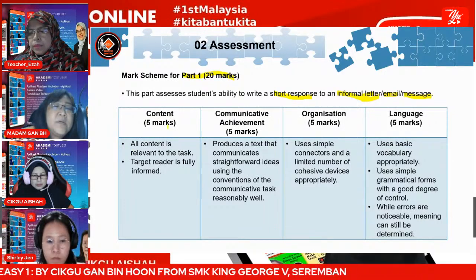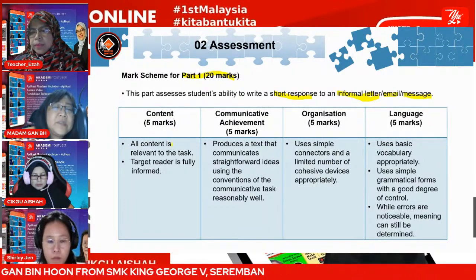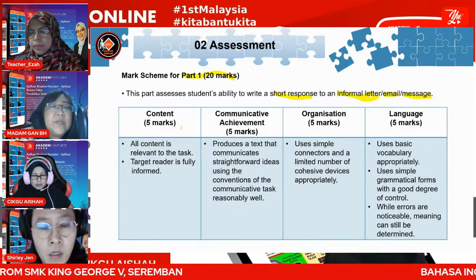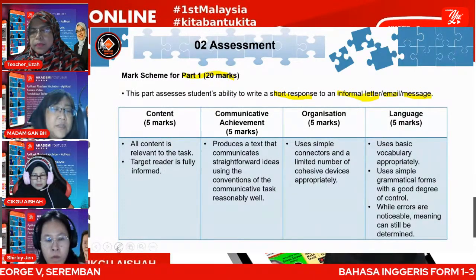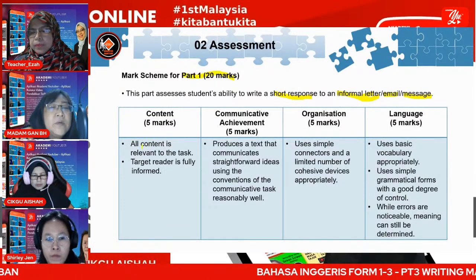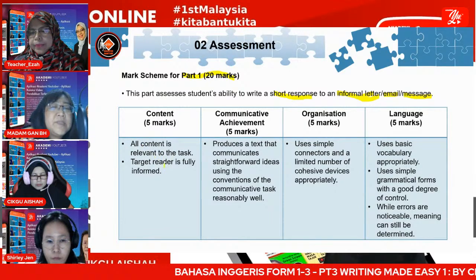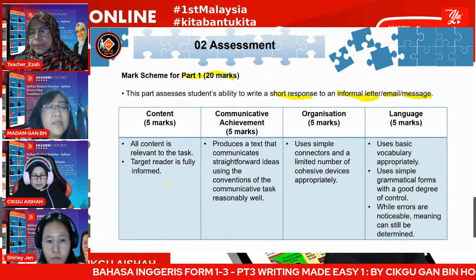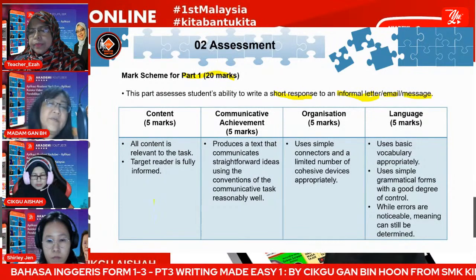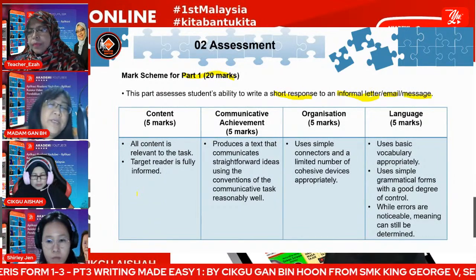Okay. So how to get 5 marks for content? You must know how to write so that you can score 5 for content. Okay. So all content is relevant. It means that you have to answer all the tasks. Okay. The task given.